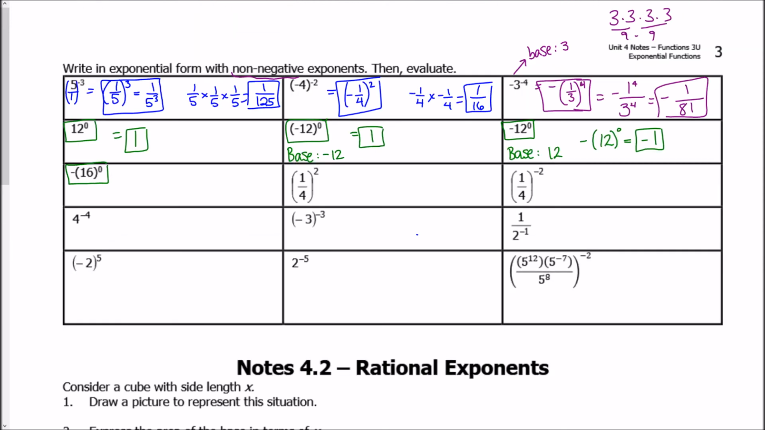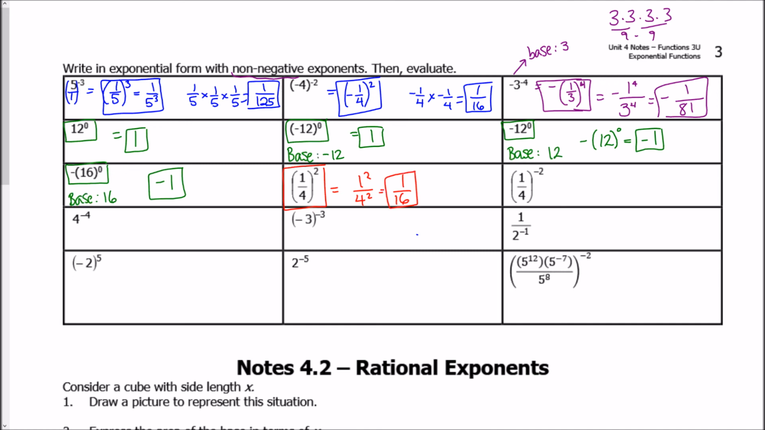This one is also in exponential form with non-negative exponents. So here I end up getting 16 to the power of 0 is 1, and the negative just tags along right here, because again, my base here is still just 16. Okay? Next one, 1 over 4 to the power of 2 is already written in exponential form with non-negative exponents, so I don't need to do any flipping at all. So here it just means 1 squared over 4 squared, which is 1 over 16.